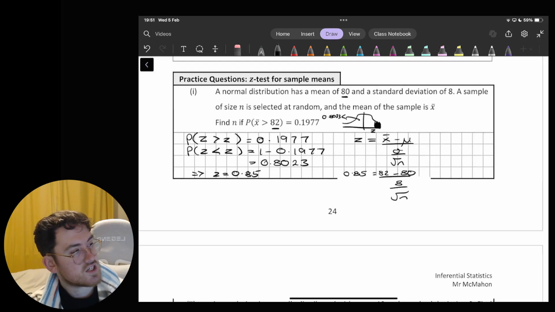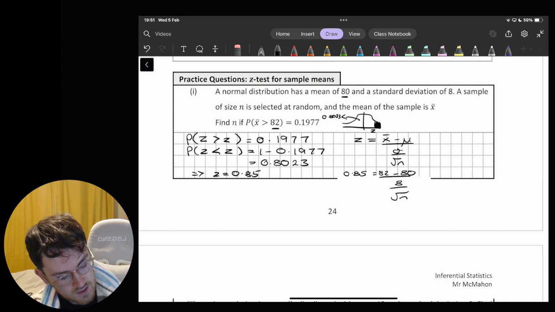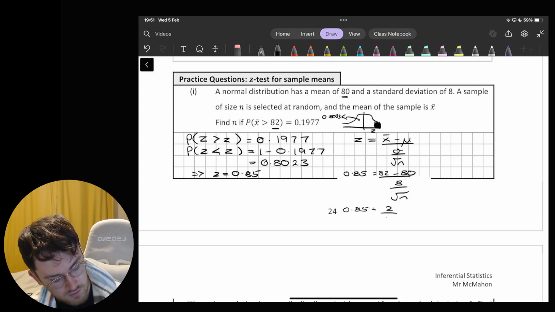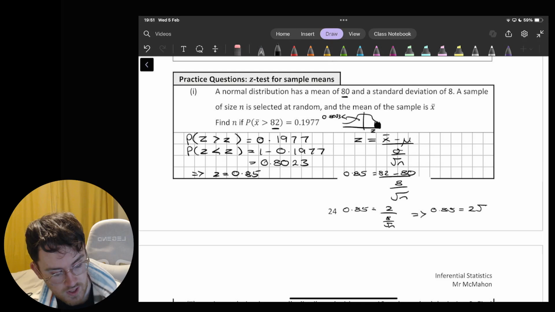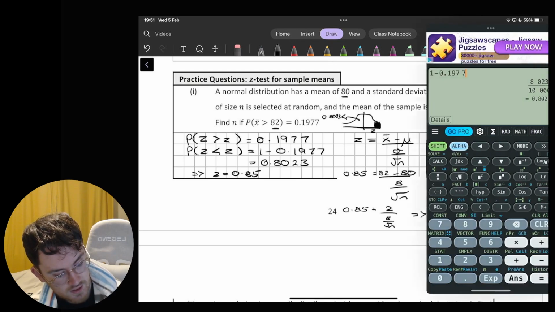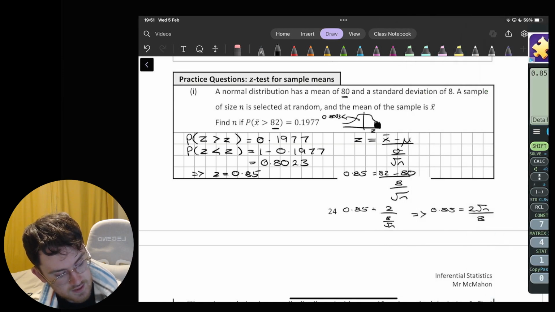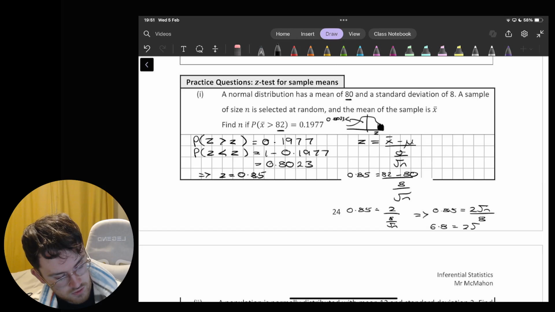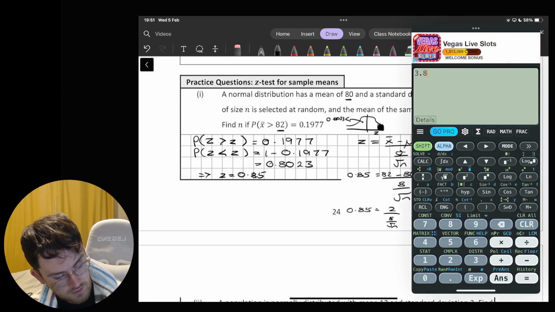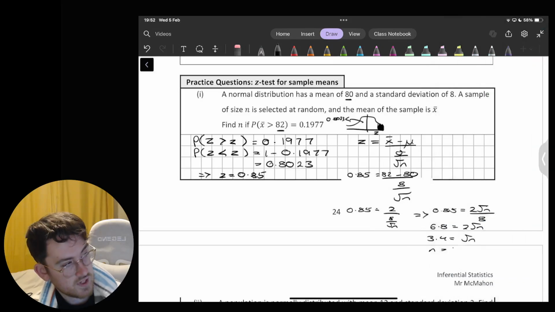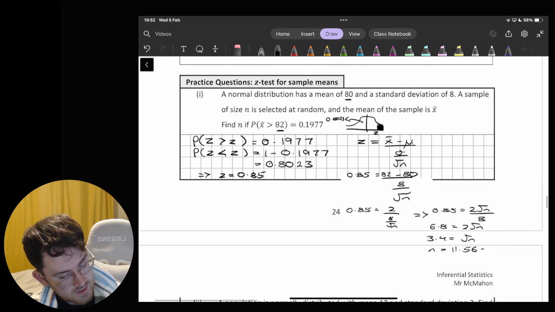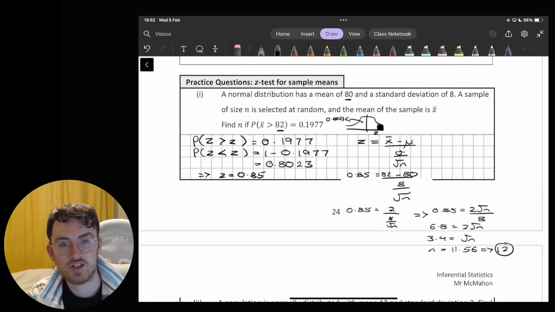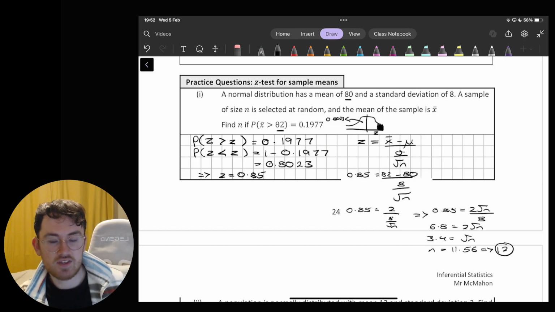Okay, so let's kind of continue working out this value here for ourselves. So 0.85 is equal to 2 over 8 over root n. Okay, doing a little bit of rearranging here. From my work on fractions, we should remember that this can be written as 2 root n over 8. 0.85 times 8 is 6.8. So 6.8 equals 2 root n. 3.4 equals root n, which means n is 3.4 squared, 11.56, which means I would need a sample of size 12 to be sure that the mean of the sample is bigger than 82.